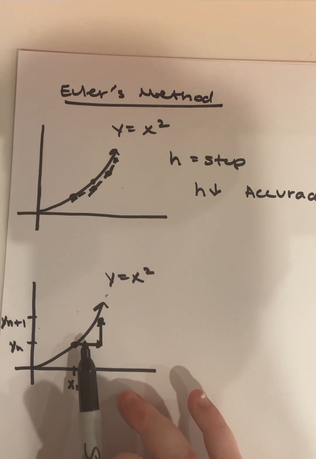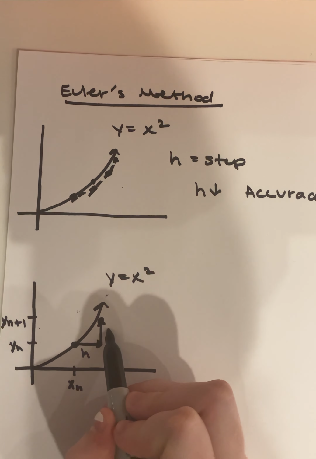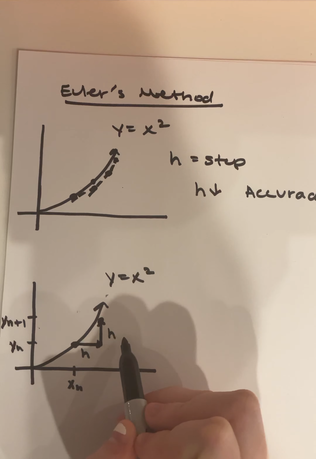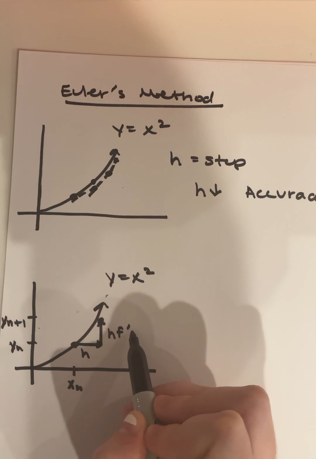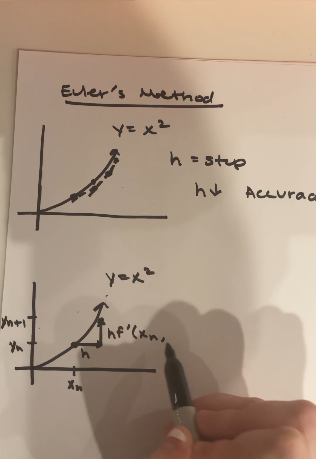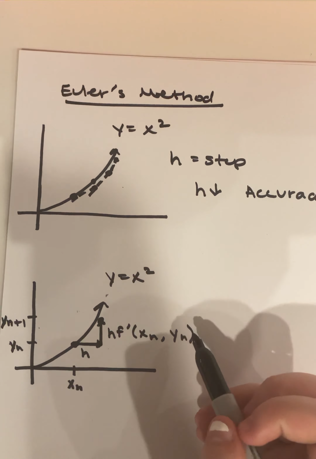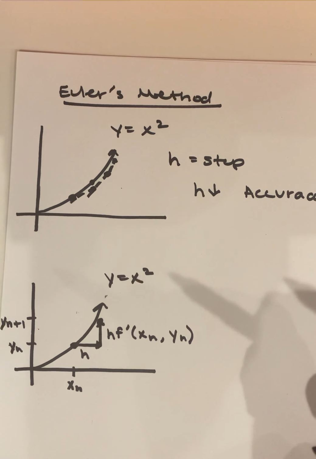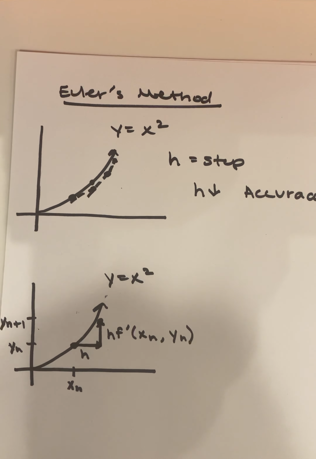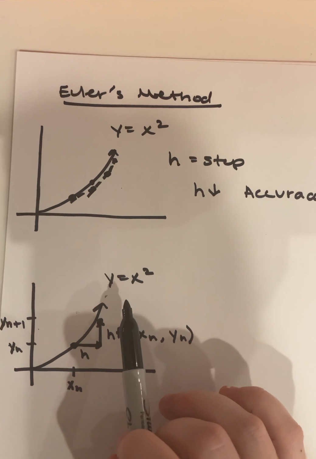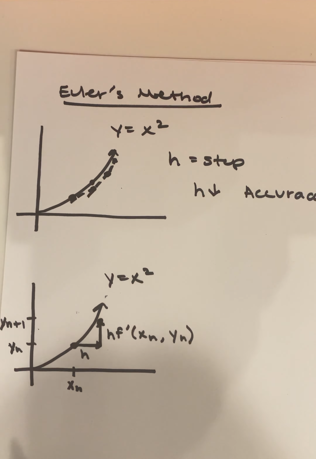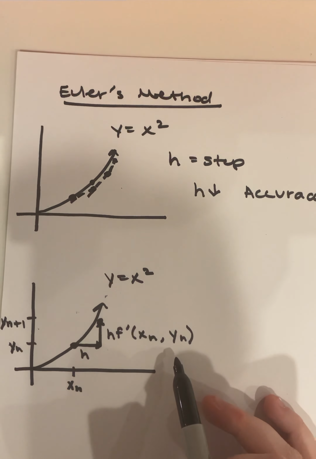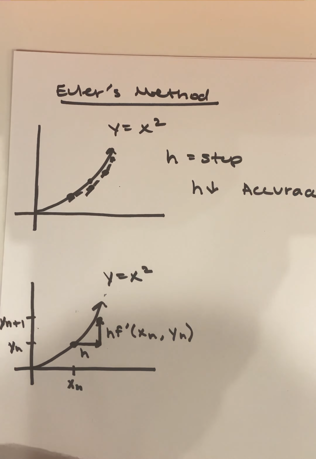So it's not actually on the graph, but that's going to be h times f prime of x sub n comma y sub n. And this y is only in the equation when you have a y in your derivative or in the initial equation that you're given. So this y is not always there.